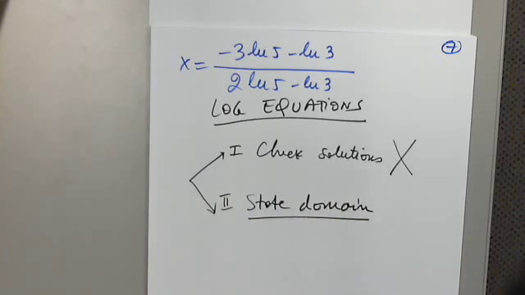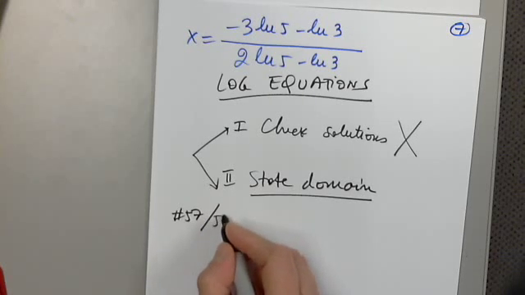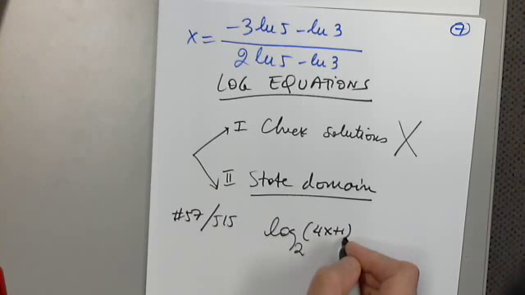Why? For two reasons. I state a domain because I want my students to remember how to find the domain of a log function. That's one very important reason. And the second very important reason is I tend to forget to go back and check. So if I write a domain, the probability that I would forget is much lower. So for those two reasons. Let's start with a simple example now. Let's say 58. Page 515. Log base 2 of 4x plus 1 is 5.